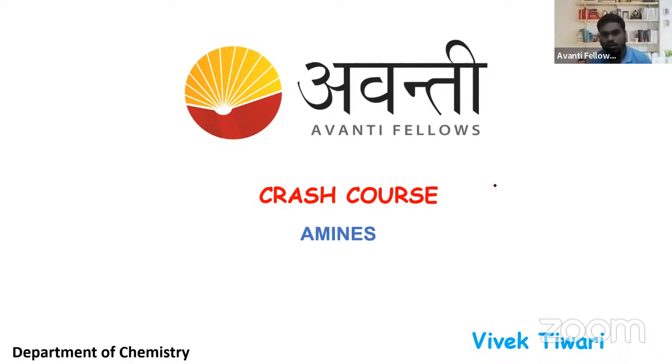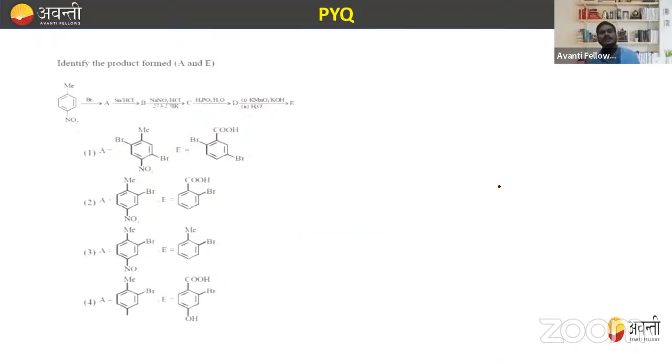So what is the first PYQ, beta? That is, identify the product formed from A to E. So you have several steps in this reaction, and you have to identify the product you will get from A to E. It means you have to identify A, right? And you have to identify E. So you need to understand what these two products are going to be, right?